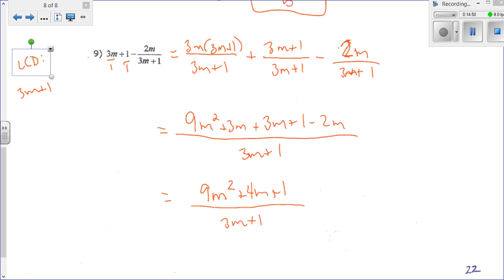I'm going to save you the trouble and just let you know that 9m squared plus 4m plus 1 does not factor to 3m plus 1. All right, and there you have it.